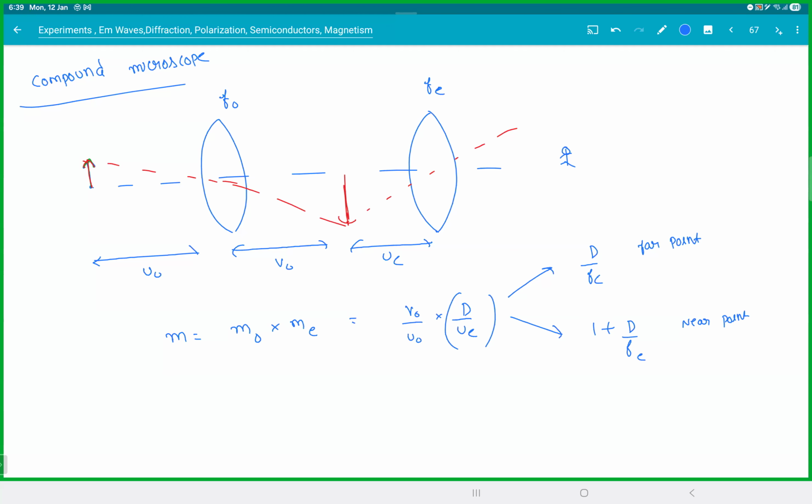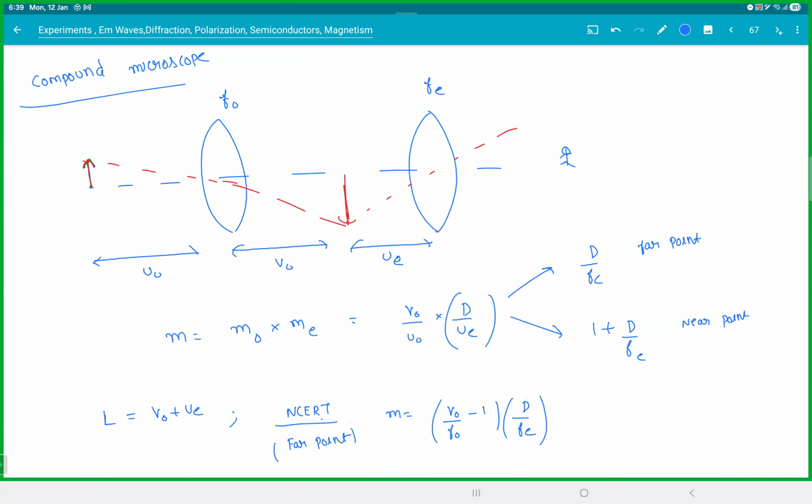So this is the actual formula. The length of the microscope is given by V naught plus UE. But in NCERT, if you remember what they did with the magnification formula, when you simplify, this ends up being V naught by F naught minus 1 into D by FE. This is for the normal adjustment or the far point. They only give this formula for NCERT.